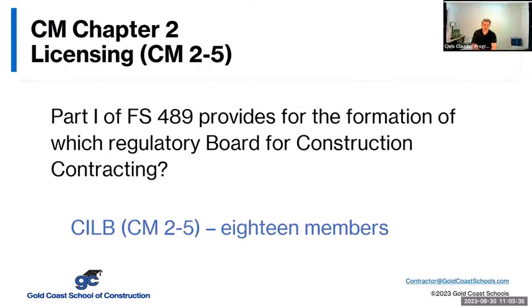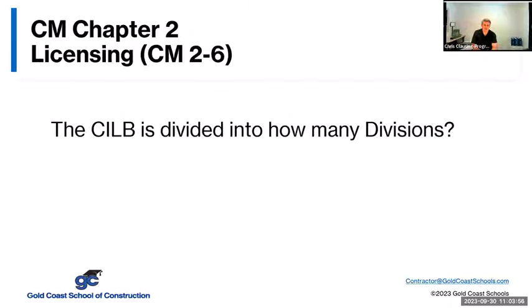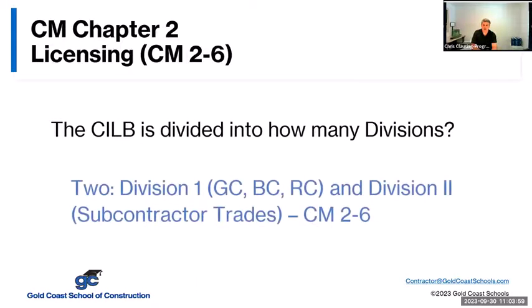And the CILB is divided into Division 1 and Division 2. So we talked about what Division 1 was. That's general building residential contractors, or Division 1 contractors. Division 2 are subcontractors: roofing, AC, plumbing, pool spa, glass glazing. Those are the ones that we cover as far as exam prep. The CILB is divided into how many divisions? Well, already spilled the beans on that one as well. Division 1 and Division 2. 2-6.